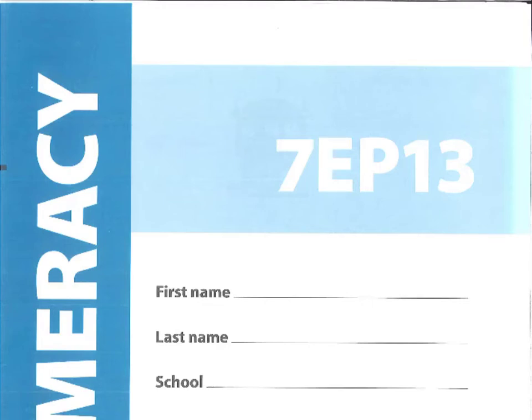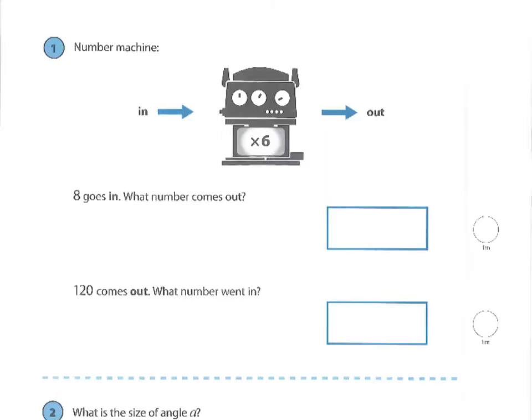This is the Procedural Numeracy Test for Year 7, 2013. Question 1 is the number machine.